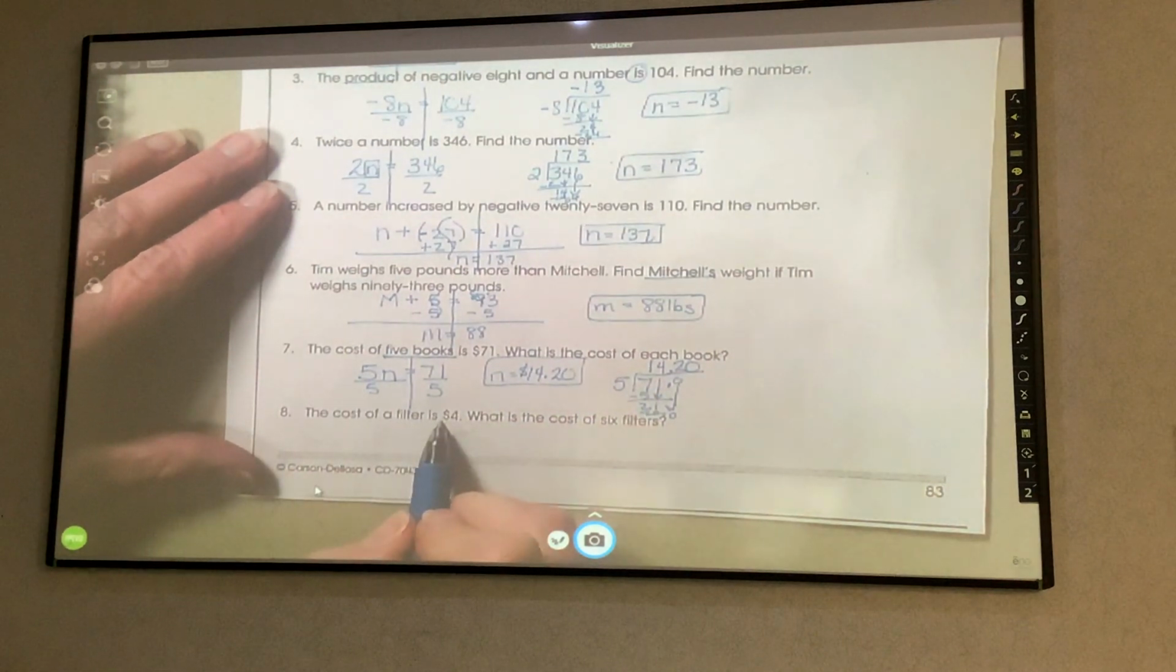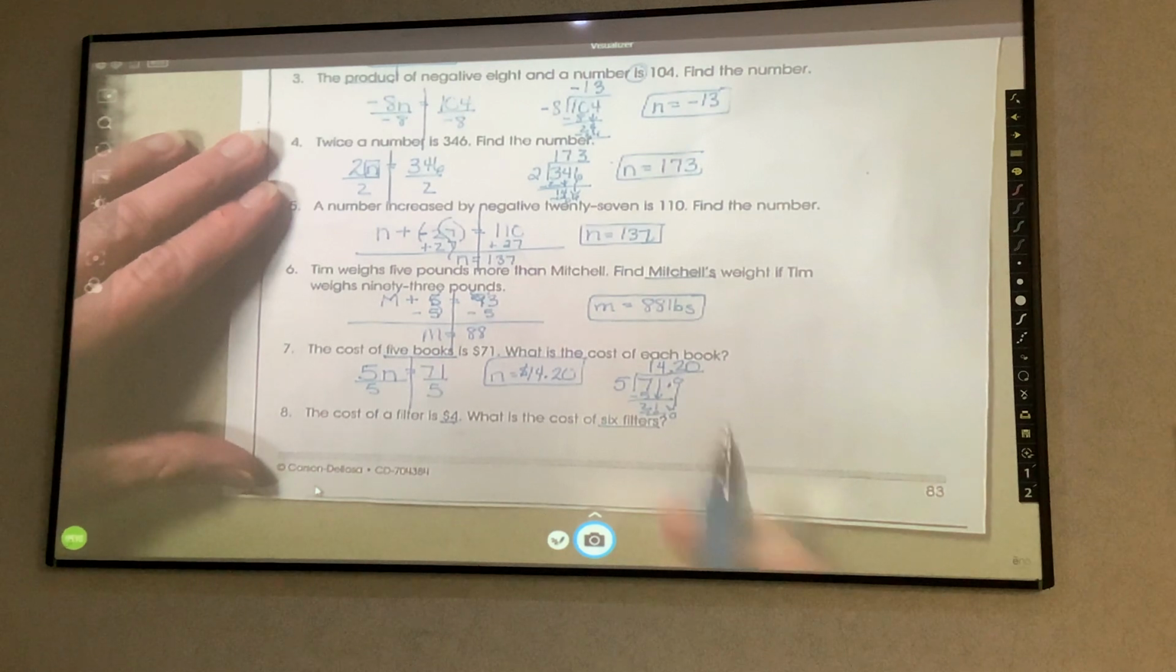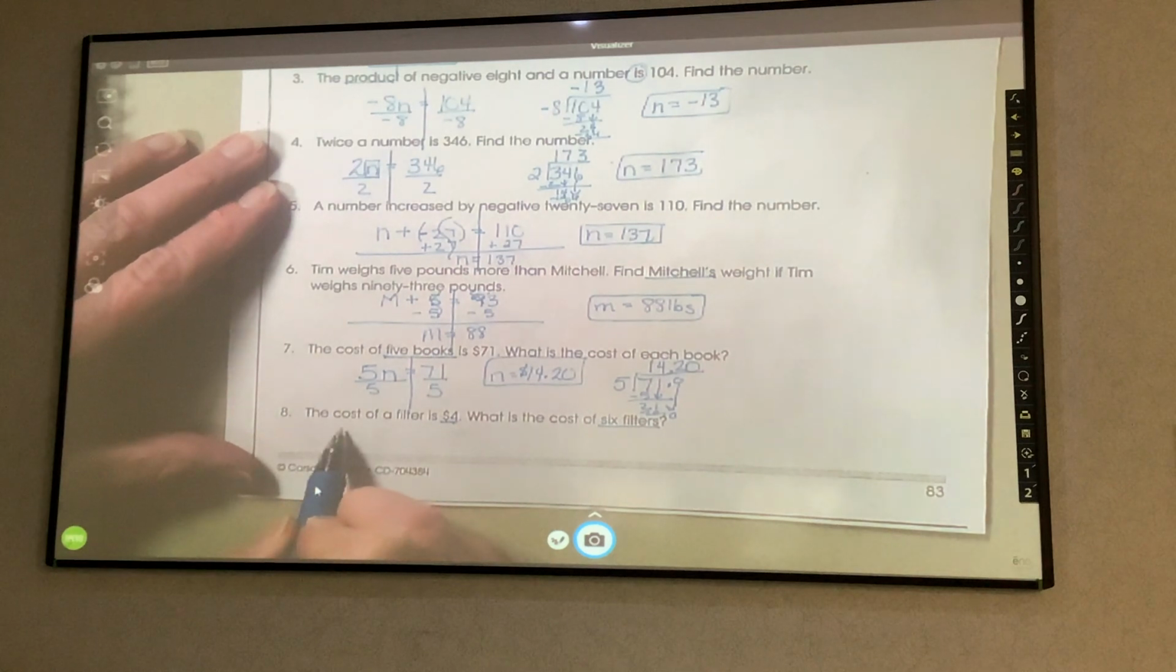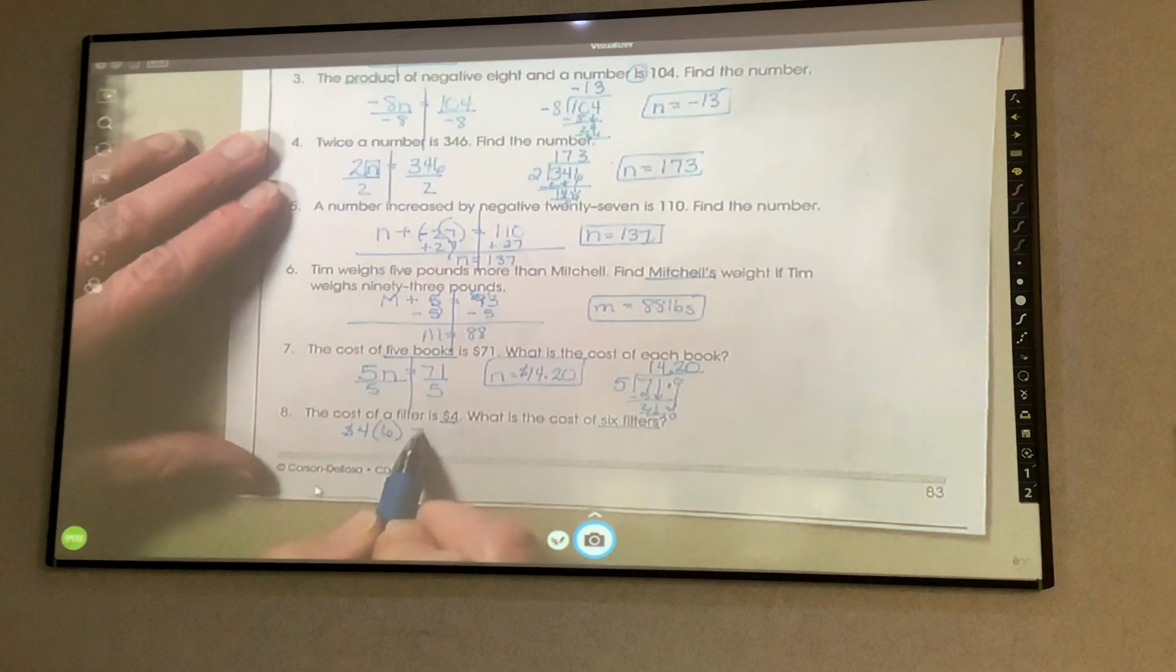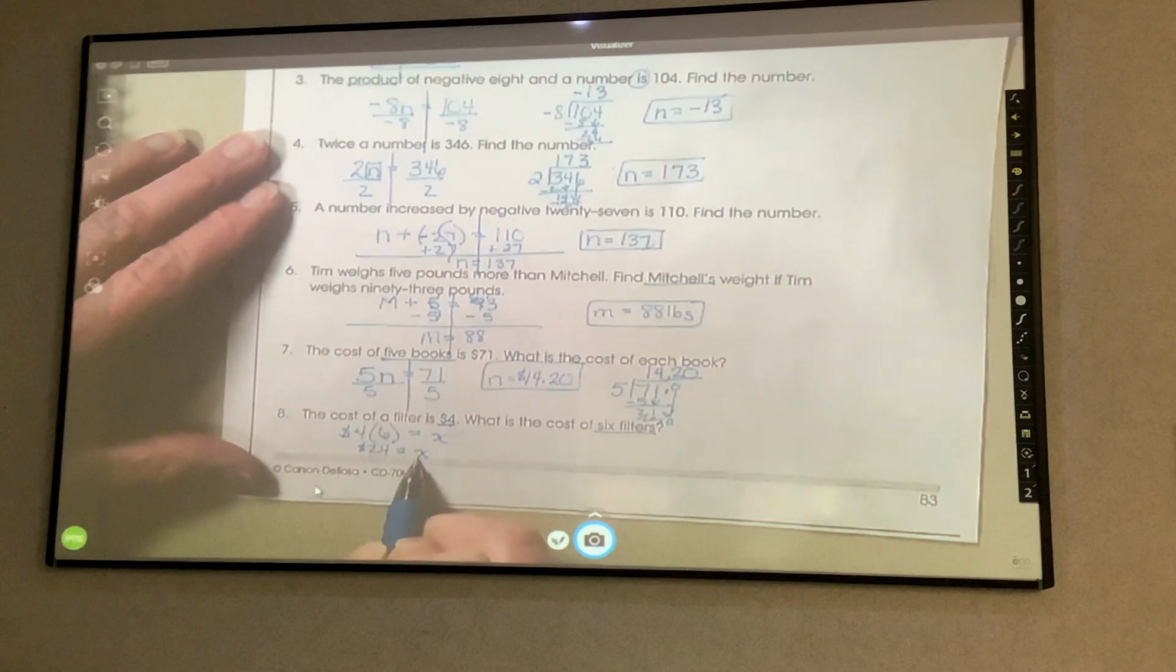The cost of a filter is $4. What is the cost of 6 filters? So this we would just have to find our total. So it'd be 4 times the 6, that equals my X. So $24 equals X. Because you know how many filters you have and you know the cost.